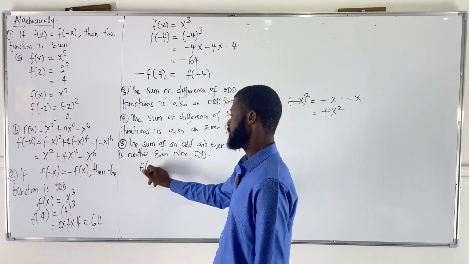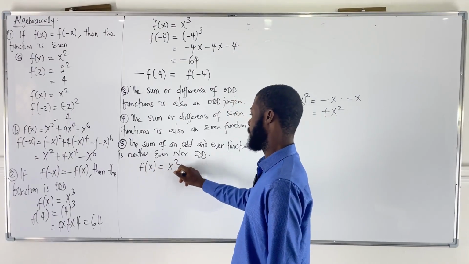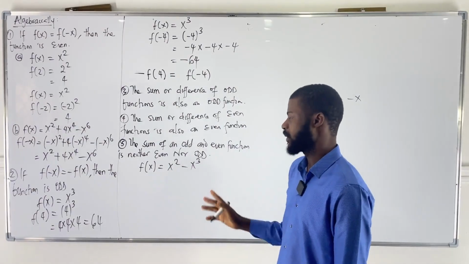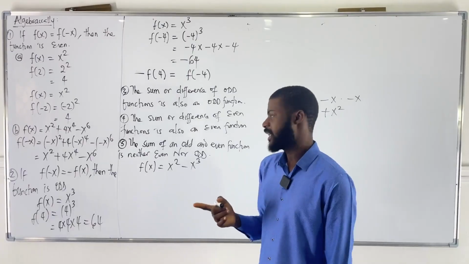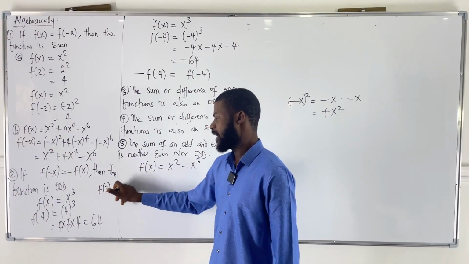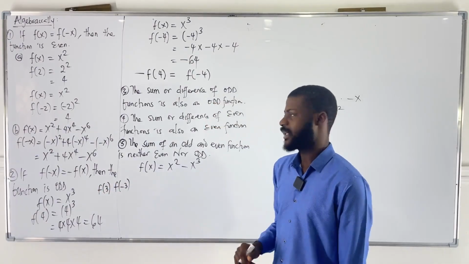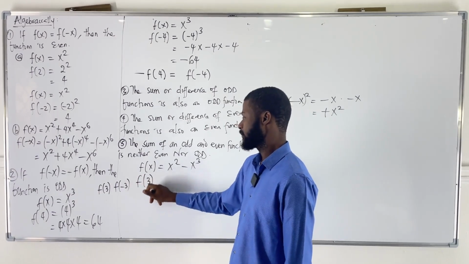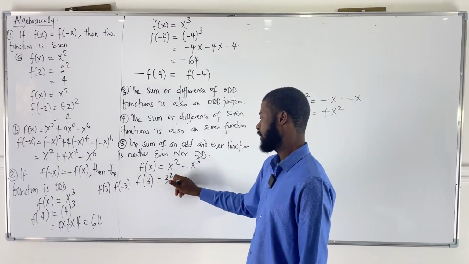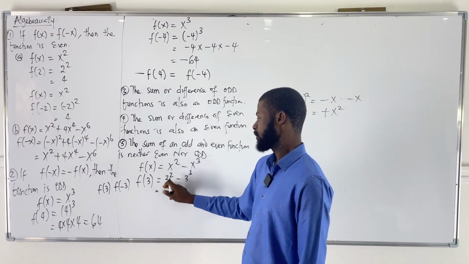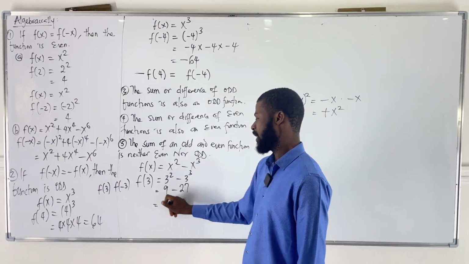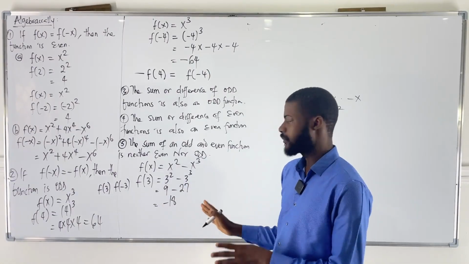Now let's see. Let's say f of x is equal to x squared minus x cubed. Then let's pick a number, say f of 3, and see how f of 3 and f of minus 3 would behave. So for f of 3, anywhere you see x, you put 3. This will be 3 squared minus 3 cubed. Now 3 squared is 9, 3 cubed is 27. When you subtract this, you have minus 18. So this is f of 3.